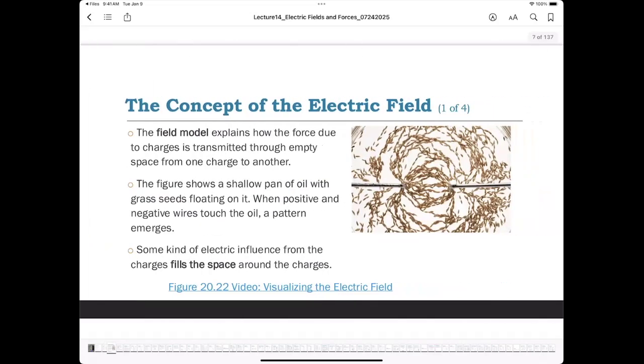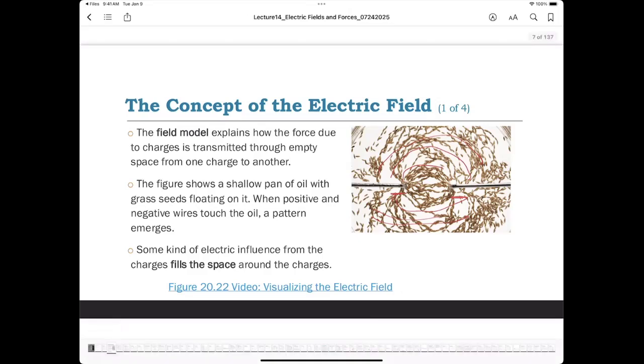Let's talk about the concept of the electric field. The field model explains how the force due to charges is transmitted through empty space from one charge to another. This figure shows a shallow pan of oil with grass seeds floating on it. When positive and negative wires touch the oil, a pattern emerges. Did you see that? So, some kind of electric influence from the charges fills the space around the charges. You can also see a video visualizing the electric fields, but we will not play it here.